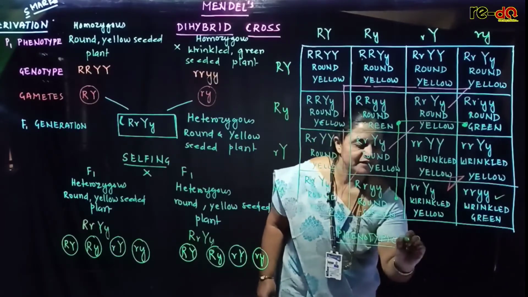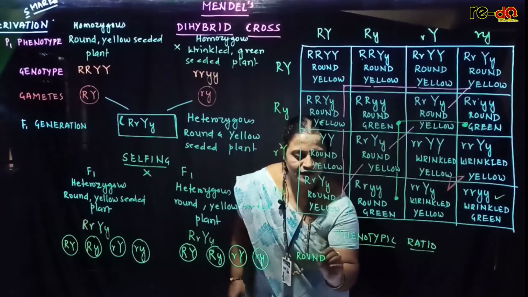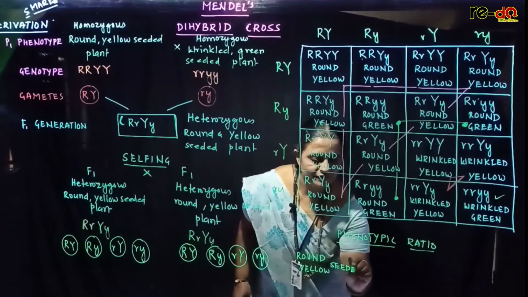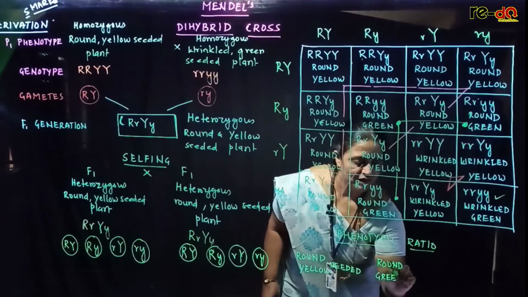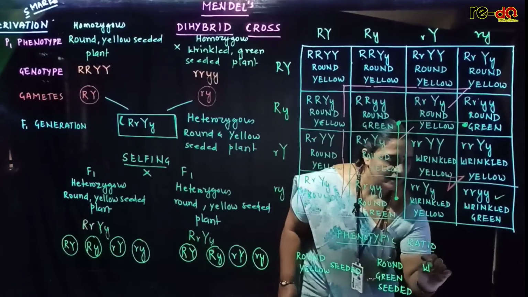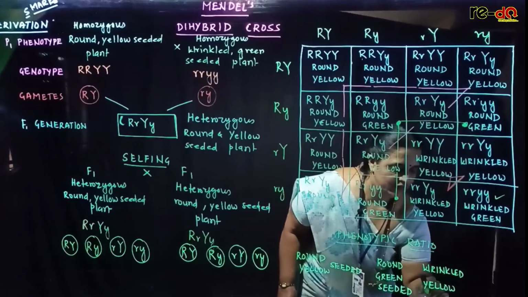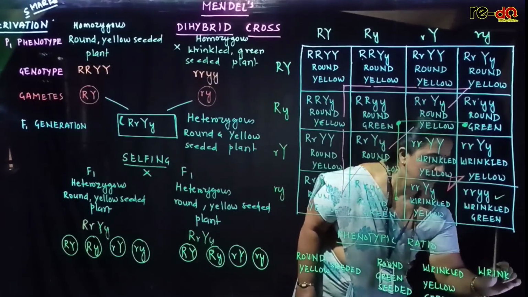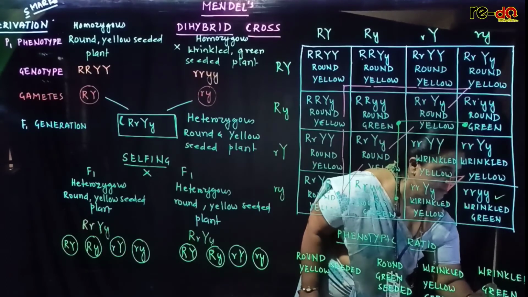So here I will write only phenotypic ratio. Genotypic ratio is not necessary. So phenotypic ratio: round yellow seeded, round green seeded, wrinkled yellow seeded, and wrinkled green seeded plants.